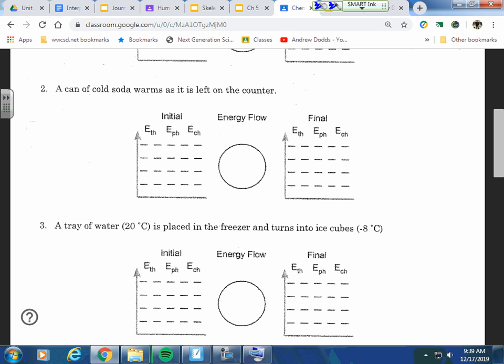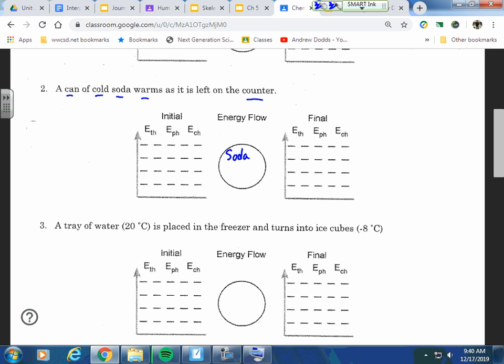What are we talking about here? We talking about the can? We talking about the cold? The soda? Warms? Counter? What are we talking about? Soda. Okay? That's what we're concerned about. That's the system. That's what we want to know. Is it gaining energy? Is it losing energy? What is it doing? That's the center of our attention.